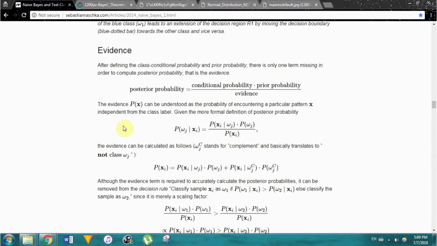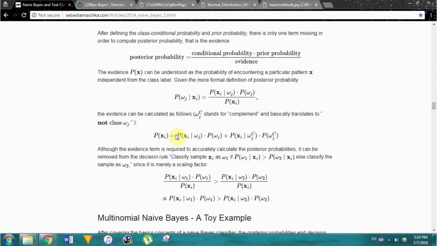Now, the last thing that we need to talk about is the evidence, right? Even though I kind of gave you a spoiler that we can remove it. But why is that? Because the evidence is the probability of encountering or observing a particular pattern independent from the class label. So how can we find that? It is quite simple actually, right?